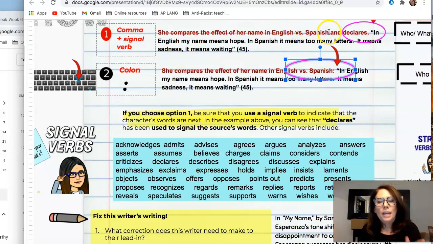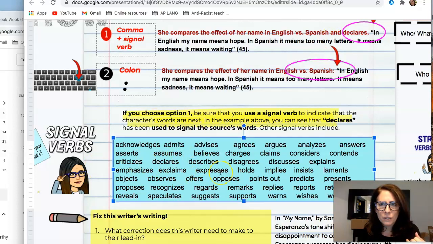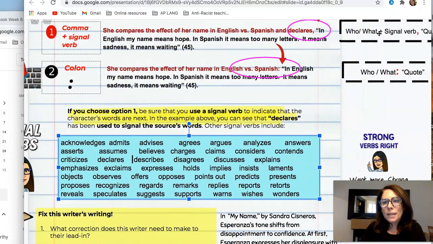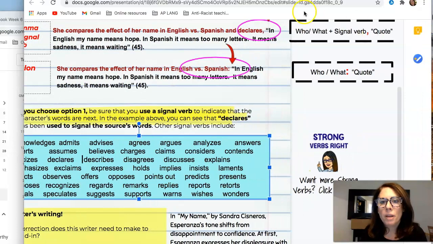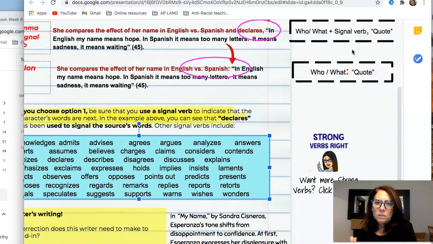Or you write and you think "says." Instead of saying "and says," you would replace it with a strong signal verb. So this is "and declares," comma, space, quote. So let's compare the two ways again. If you look to the right here, I have my formulas, right? Who and what, she compares her name, plus a signal verb, which is a fancy word for "says," comma, and then your quote.